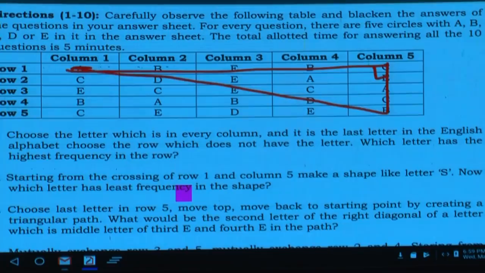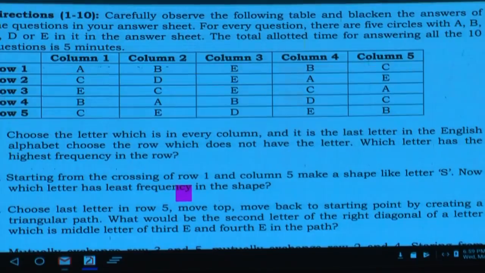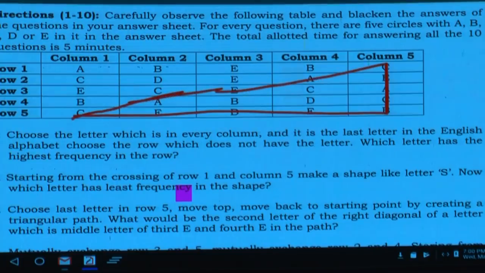And which is the third E here? First E already done. Next one, second E is already done. And next one, third E is already done, isn't it? Next one, what is the fourth E here? Now third E. Choose the last letter in row 5, move up to top, and move back to the starting point. Now third and fourth. Now see, this is the base of this one, isn't it? Row 5 diagonal, this is the row 5 diagonal. And then from here the diagonal should be like this. Now 1, 2, 3, 4, and 5. This is the diagonal. Done?